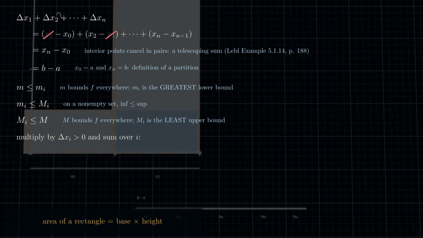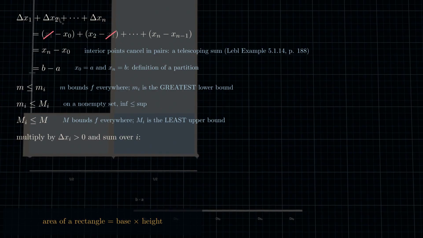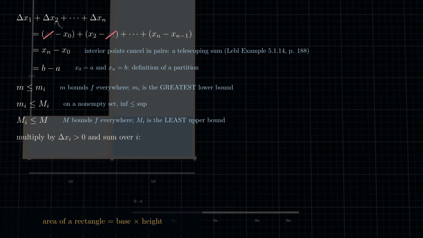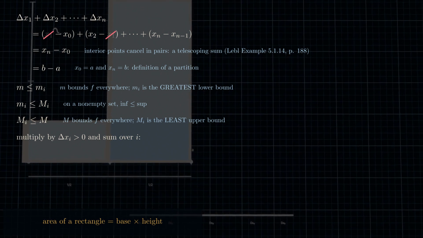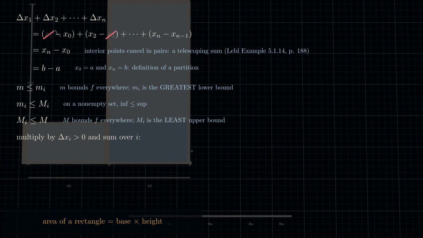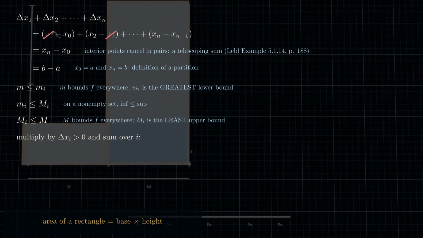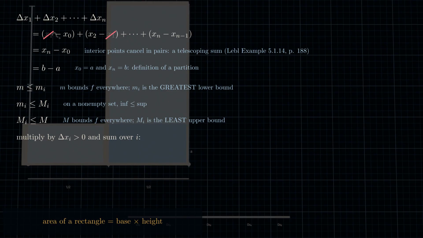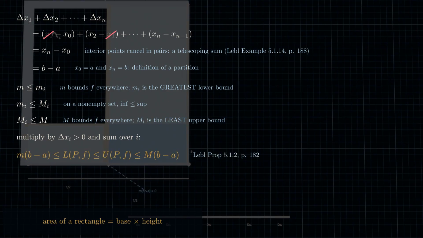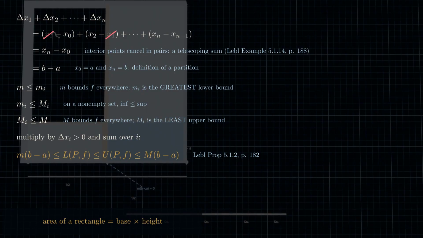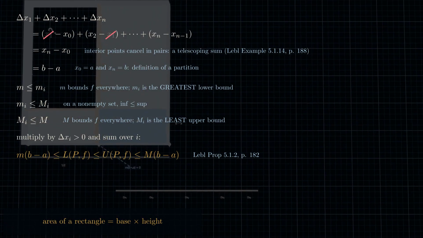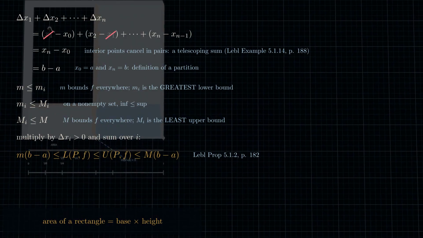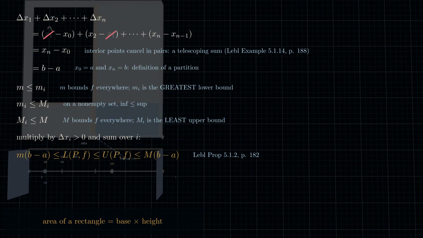Multiply the chain by delta x_i, positive so the inequalities survive, and add over the strips. On the left, the sum of m delta x_i is m times the sum of the widths, m times b minus a. On the right, big M times b minus a. So for every partition, m times b minus a is at most the lower sum, at most the upper sum, at most big M times b minus a. Every sum sits inside one fixed pair of walls, whatever the partition.